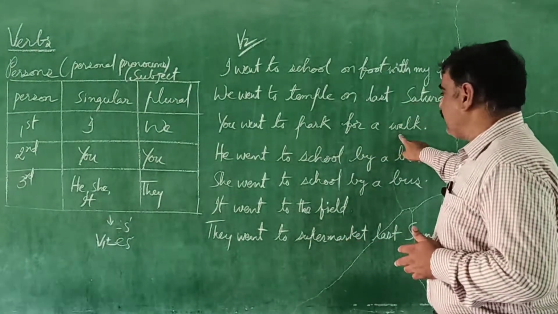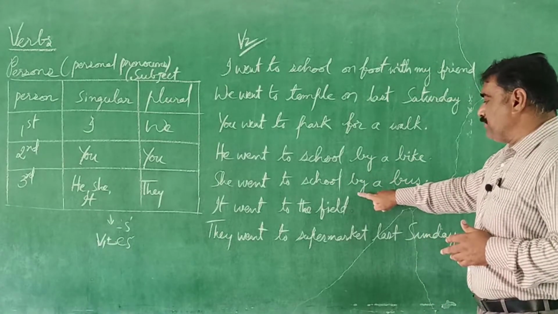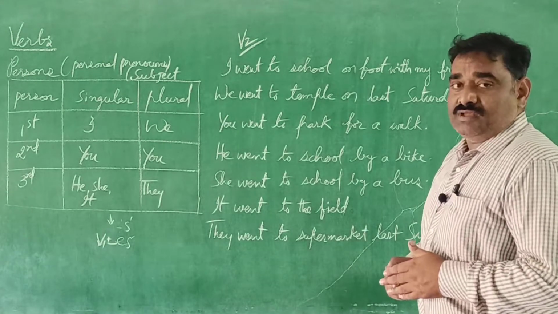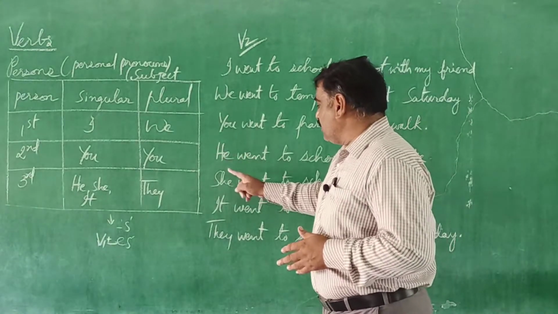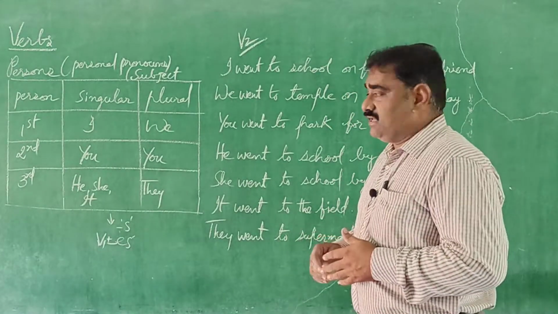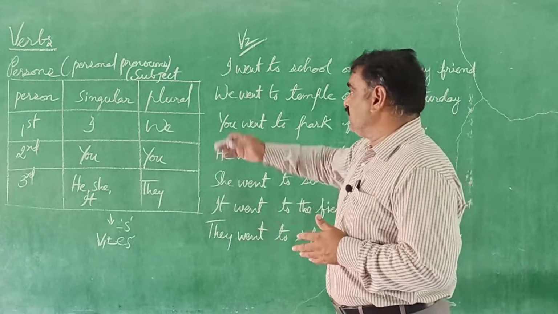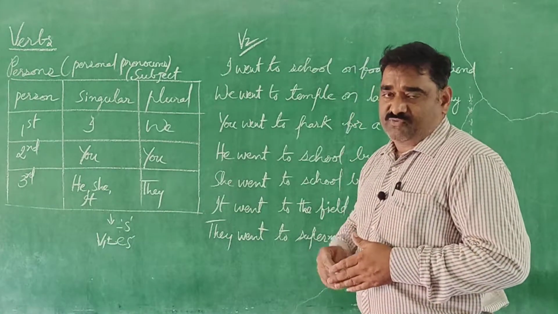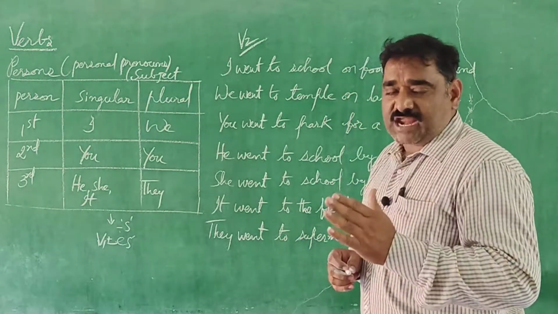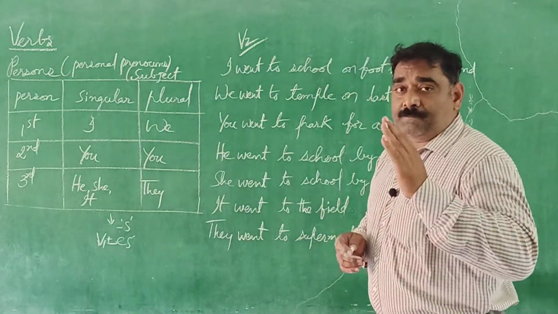You went to the park for a walk. He went to school by a bike. She went to school by a bus. It went to the field. They went to the supermarket last Sunday. Now you see, earlier for he, she, it we wrote the s form of the verb, goes, whereas the remaining subjects used go. But now in past tense, irrespective of subject, for all subjects you should write the same second form of the verb, went. So this is about past tense.